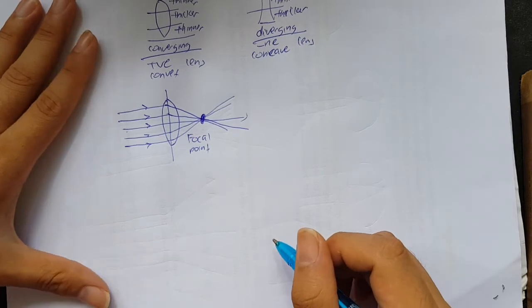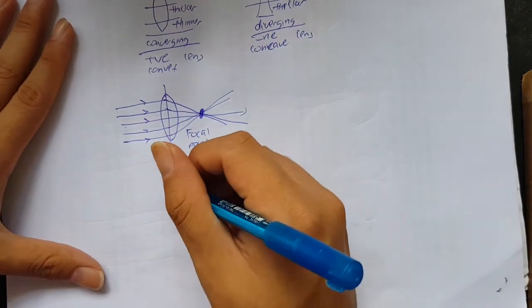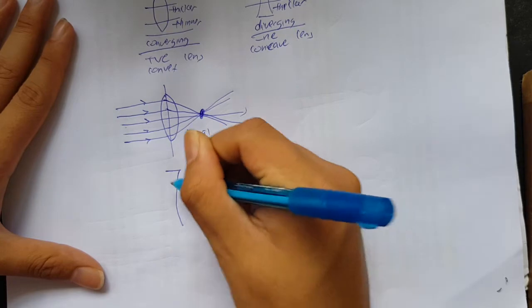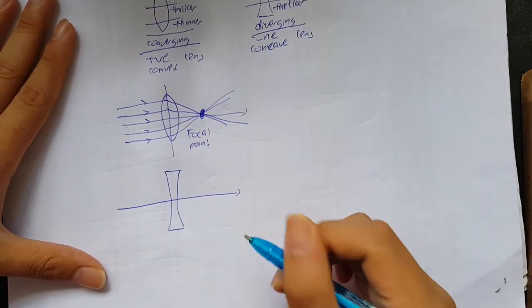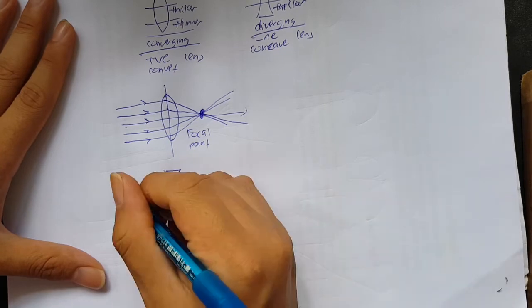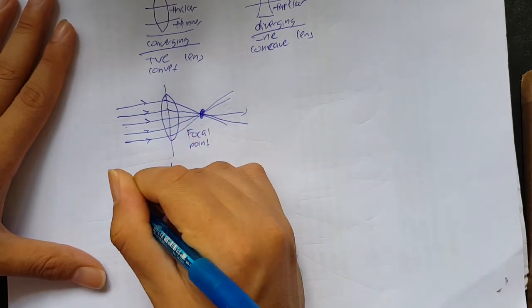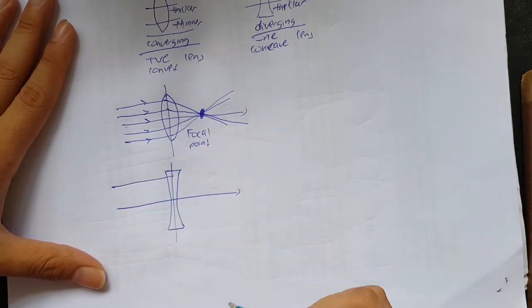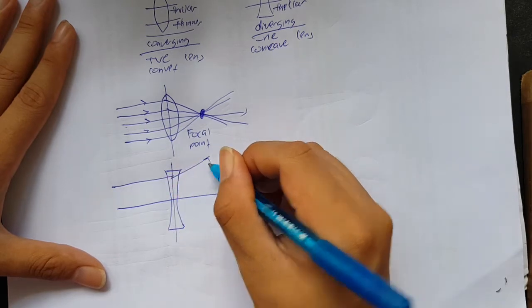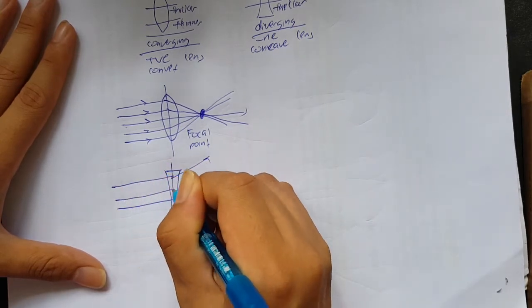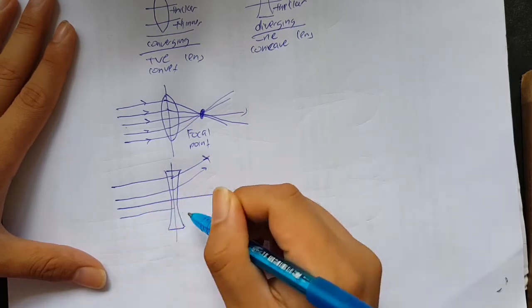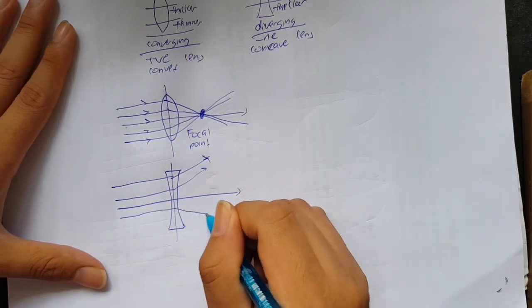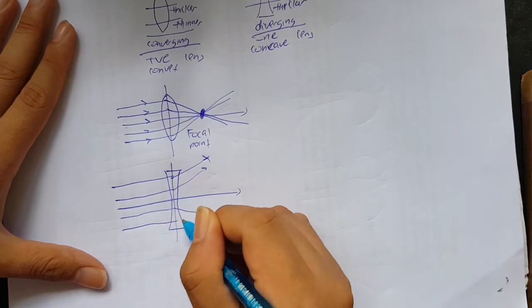Whereas for a diverging lens, how it works is that you have a diverging lens. This is your principal ray. For all the incident rays, what it basically does is diverge away. So these are the properties of converging and diverging lens.